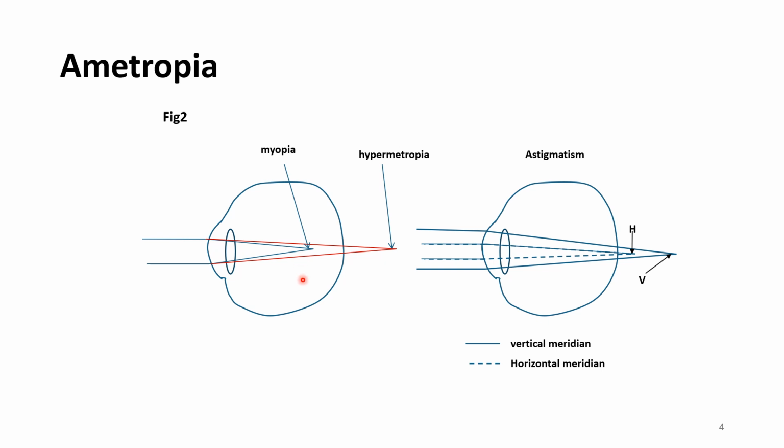There may be another situation when the rays falling on different meridians get focused on different planes. Example, you see here, the rays falling in the vertical meridian are getting focused in a plane behind the retina, and the rays falling on the horizontal meridian are getting focused on a different plane. Now this situation is called astigmatism.